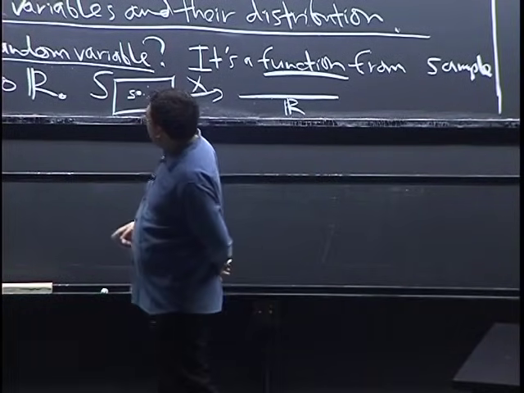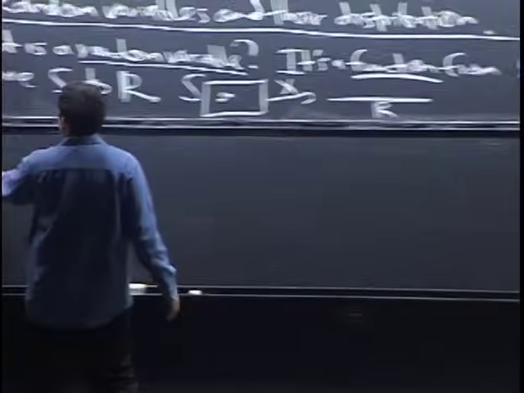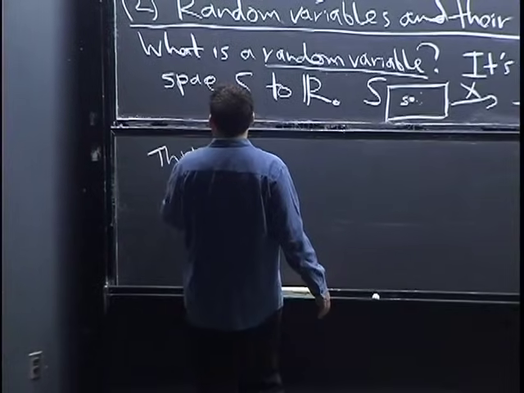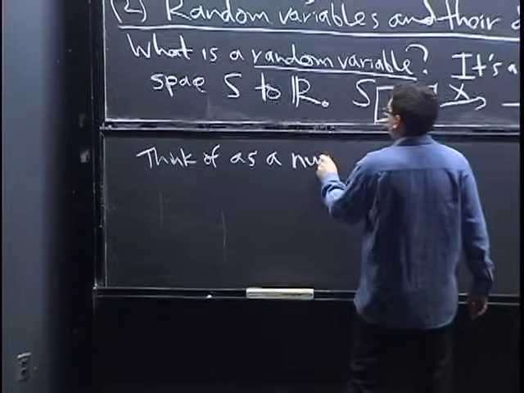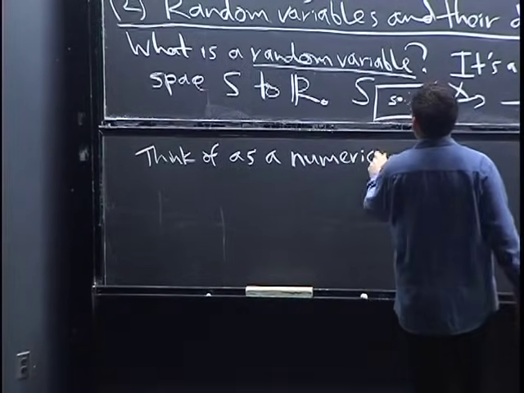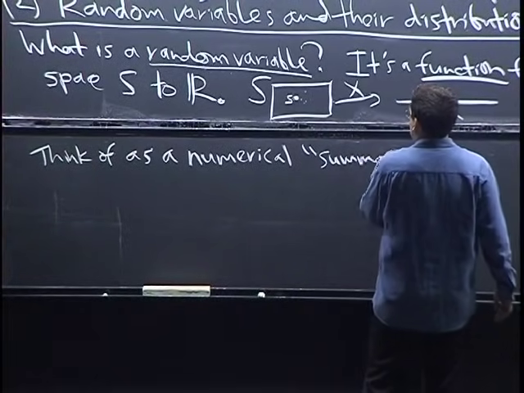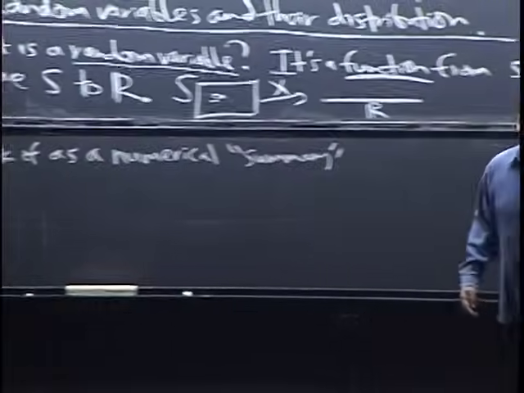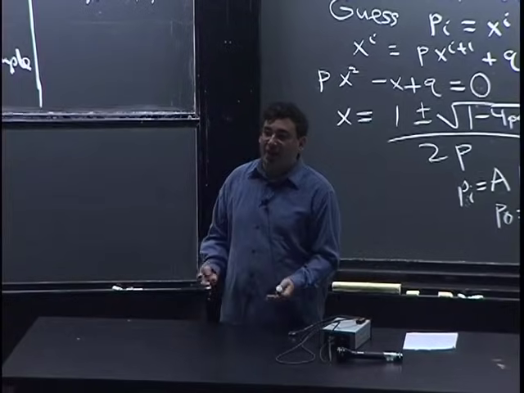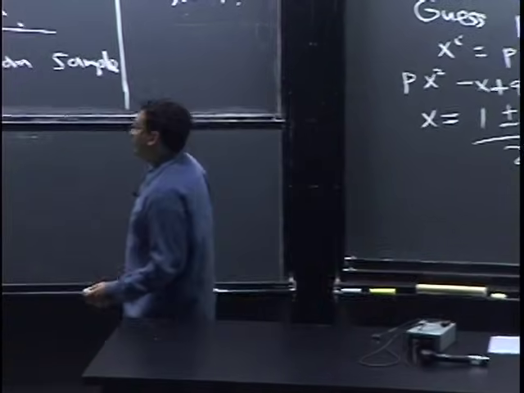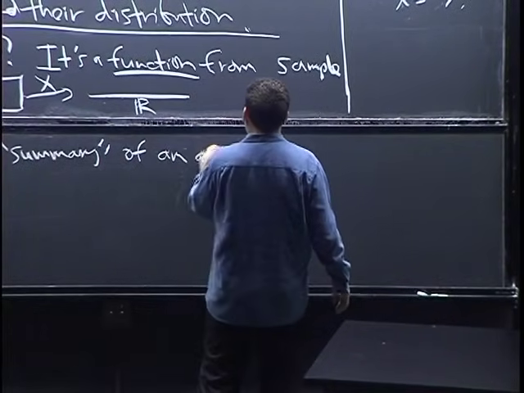So the idea is that we should think of a random variable as just a numerical "summary," and summary is interpreted very broadly. It doesn't have to be summarizing the entire experiment. It says that it's summarizing some aspect of the experiment.